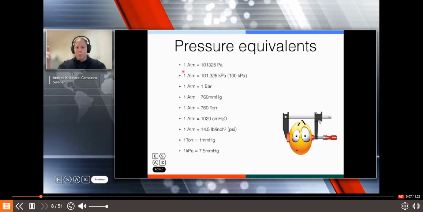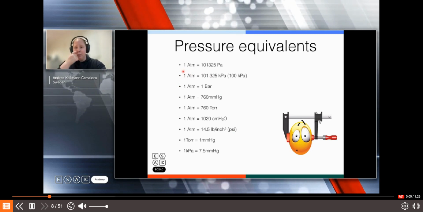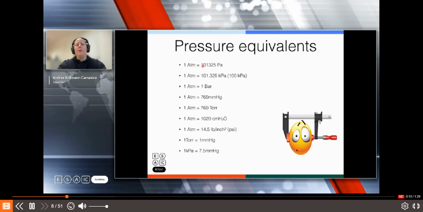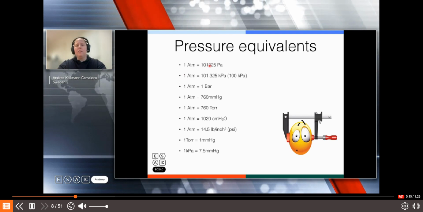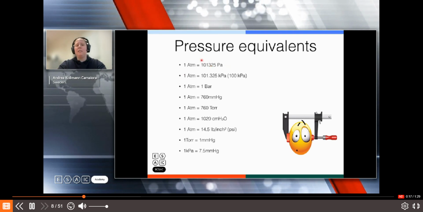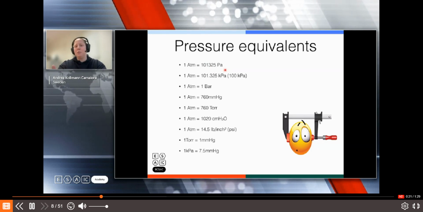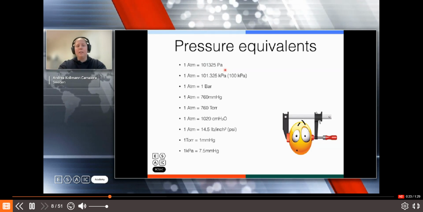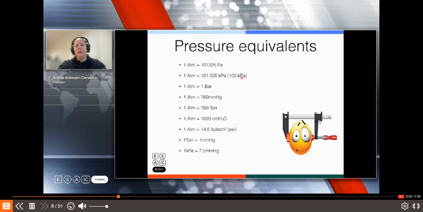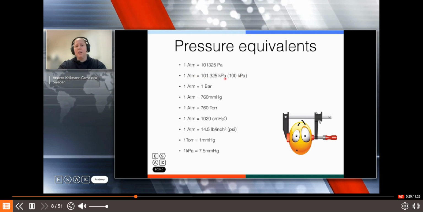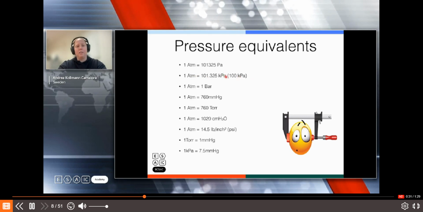1 atmosphere, what we're breathing now, can be measured in different pressure equivalents. It can be 101,325 pascals. But this is very difficult to remember and to use for the normal day. So instead we use kilopascals. So 1 atmosphere is 101 kilopascals, so about 100 kilopascals.